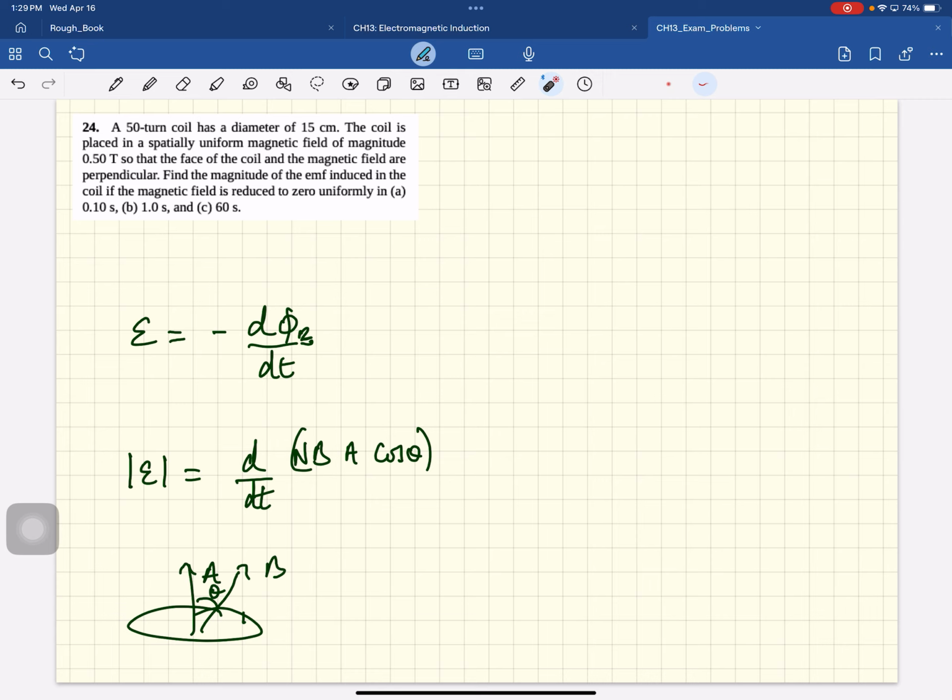So the only thing that is changing is, this is not changing, that's not changing, that's not changing. The only thing that's changing is B. So the induced EMF is N A del B by del T. And the area is pi r squared, it's a circular coil, del B by del T.